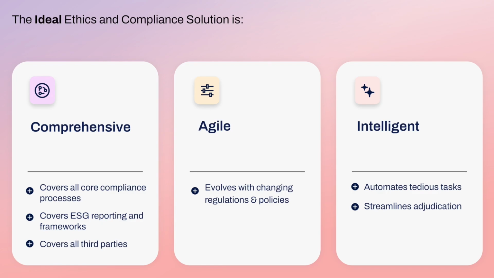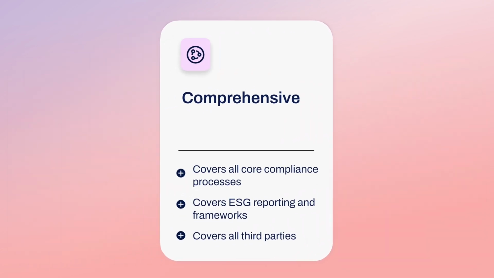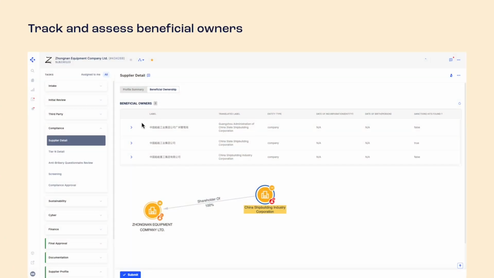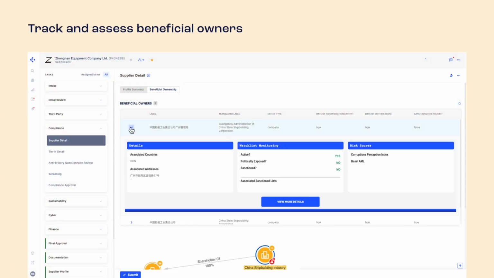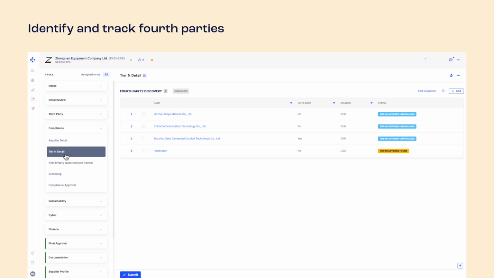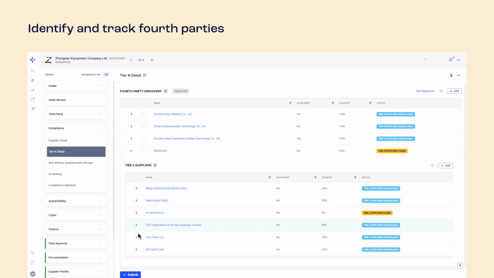Certa's AI-powered third-party operating system is comprehensive, covering core ethics and compliance processes such as ABAC, KYC, AML, sanctions, and ESG frameworks across all third parties. Automatically enrich your third-party data for key processes including UBO lookup. Gather fourth-party information with upstream and downstream links across your end tiers.